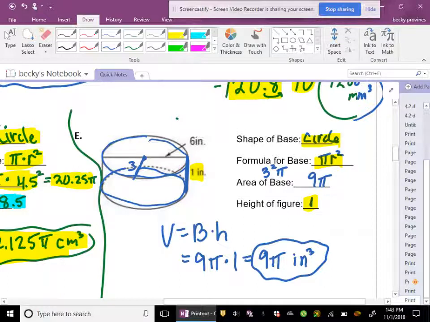What's the area of my base? Well, it's pi radius squared, and my radius is actually going to be 3 here. So if my radius is 3 and I square it, I get 9 pi. So if I take volume, which is base times height, and I multiply 9 pi times 1, I get 9 pi inches cubed.